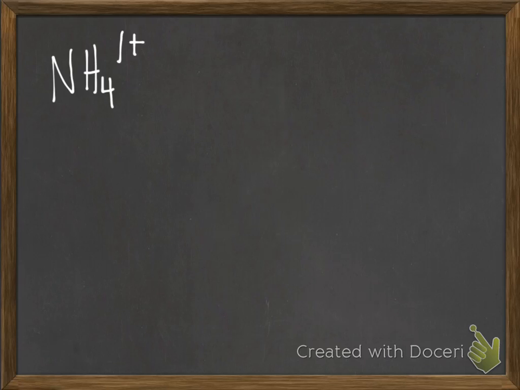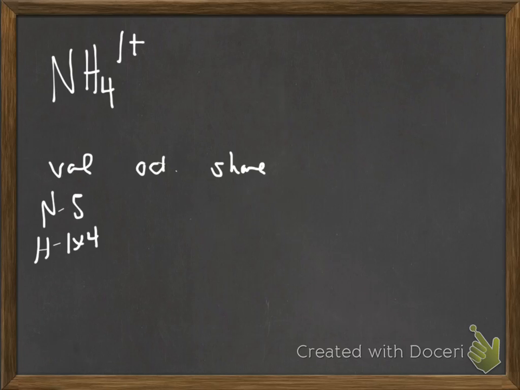Okay, let's do an ion. NH4 1 plus. So valence, octet, shared. How many does nitrogen have? 5. Oops, I didn't write nitrogen. Nitrogen, 5. Hydrogen, we said, has 1 times 4, so we have 9. Now here's the challenge. We have a +1. So you have lost 1 electron.